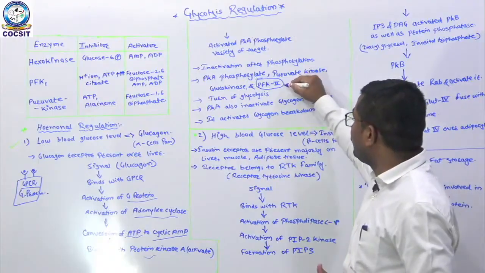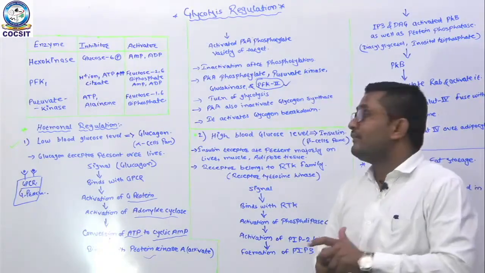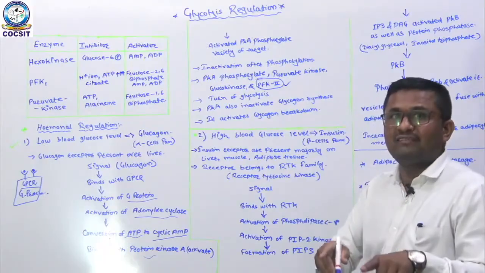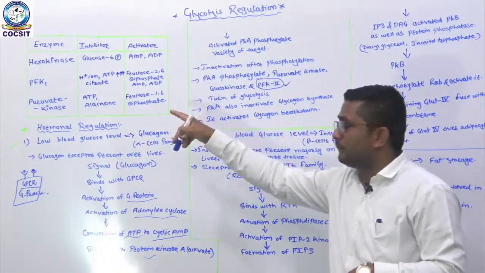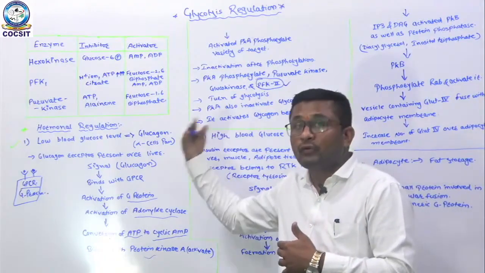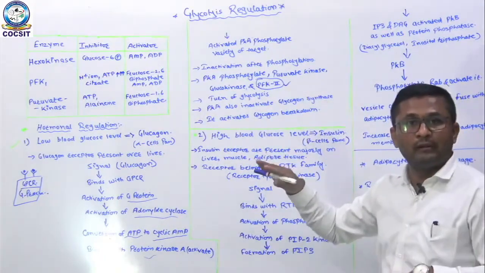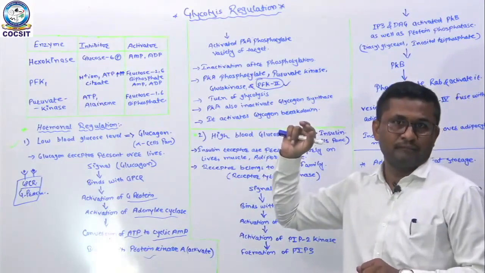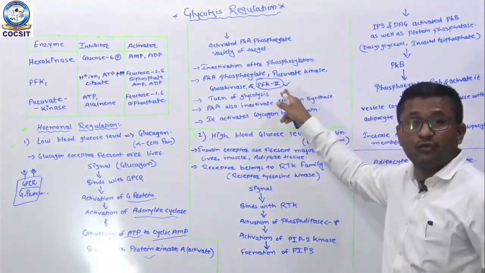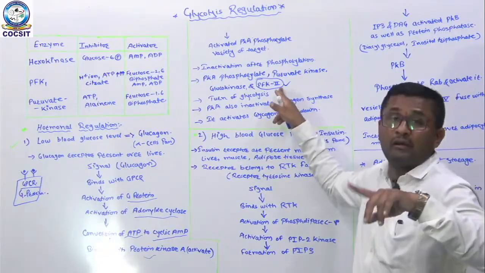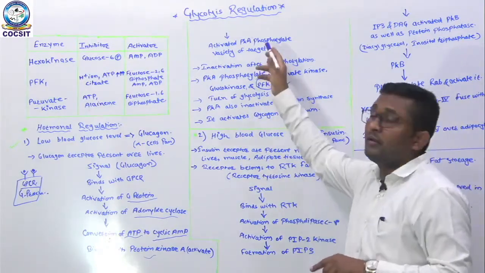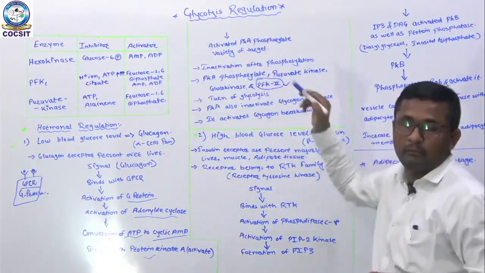Okay, and if PFK2 is getting inactivated, that means fructose 2,6-bisphosphate will not get generated, because the activator for PFK1, which is now catalyzing the reaction, is fructose 2,6-bisphosphate. So this fructose 2,6-bisphosphate will not get synthesized if PFK2 is inhibited or inactivated, and it can get inactivated when PKA phosphorylates PFK2.